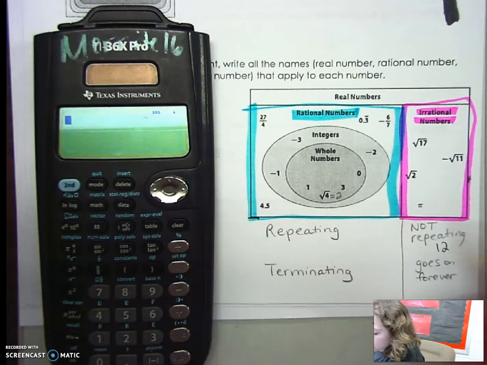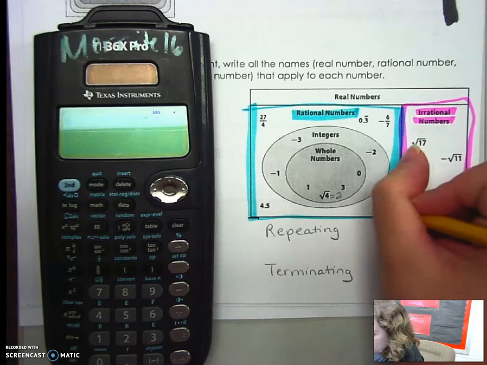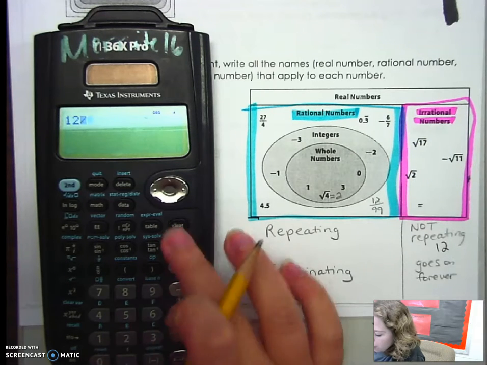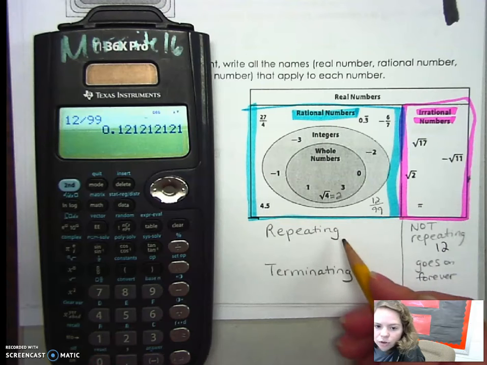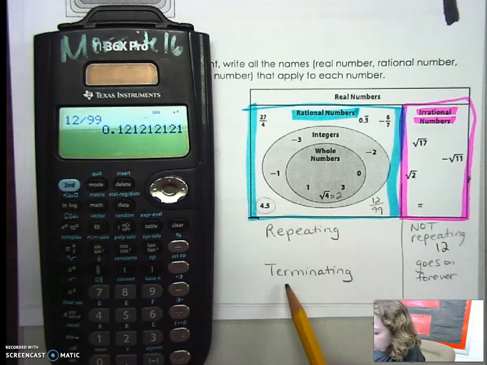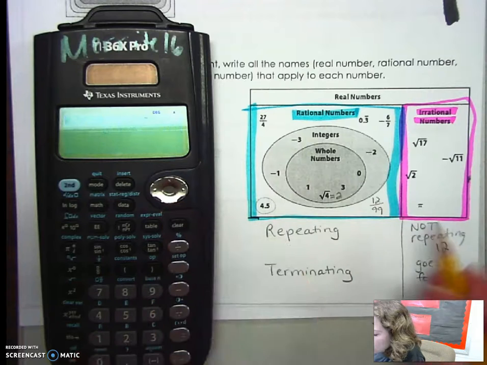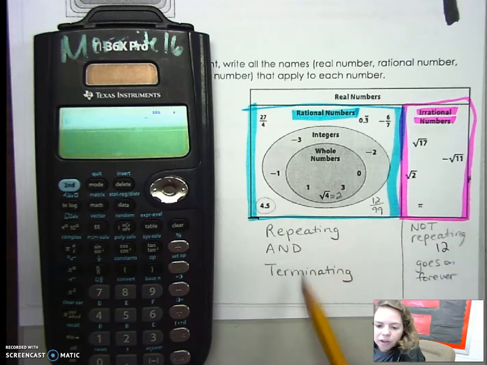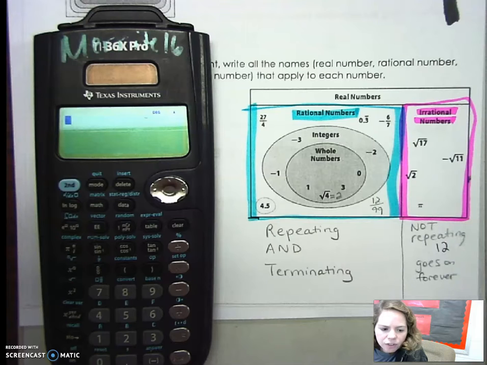I'll tell you guys too, even something like 12/99, that would be rational. That one's going to be repeating too. And then some of these other numbers like 4.5, that one's also terminating. So basically what we're seeing here is anything that's rational falls in the category of repeating and terminating.